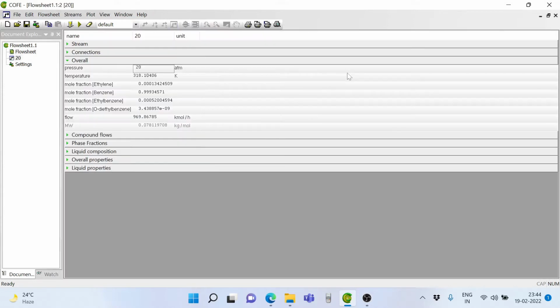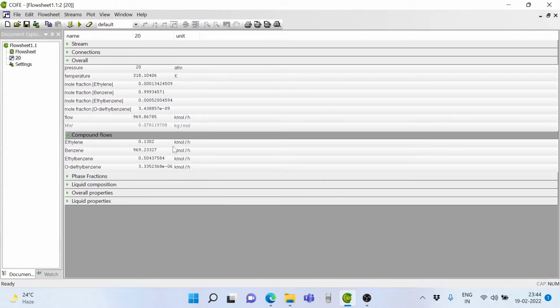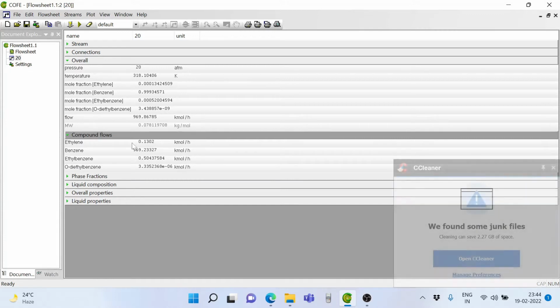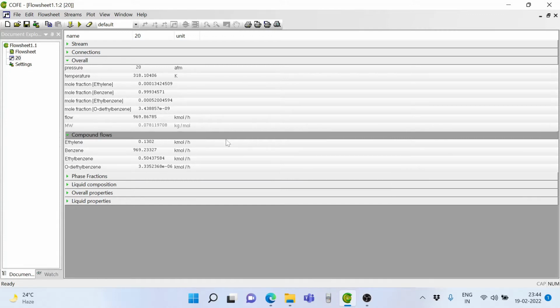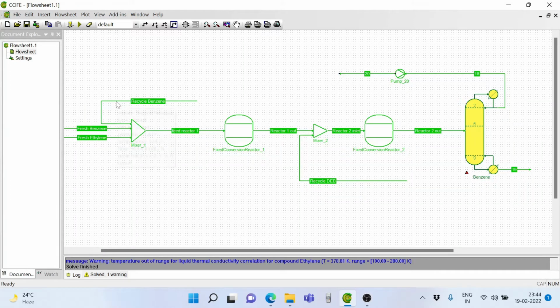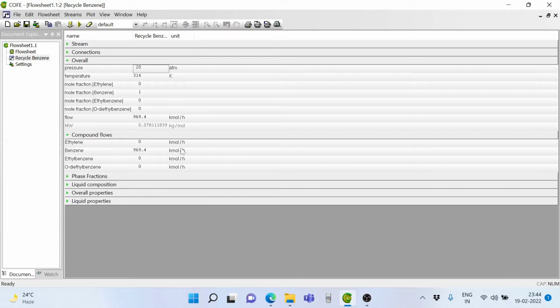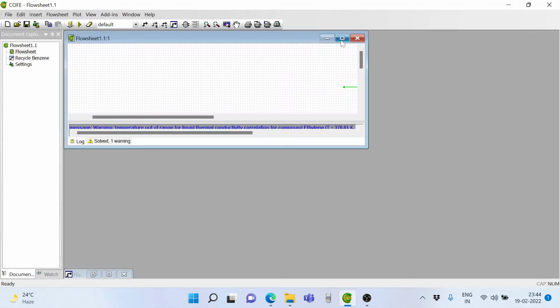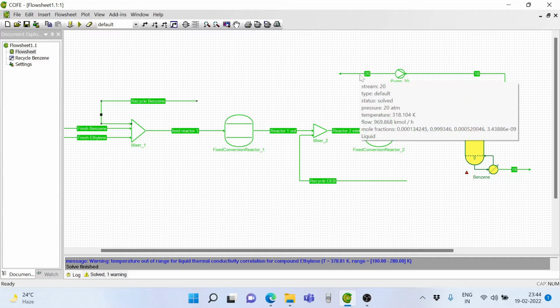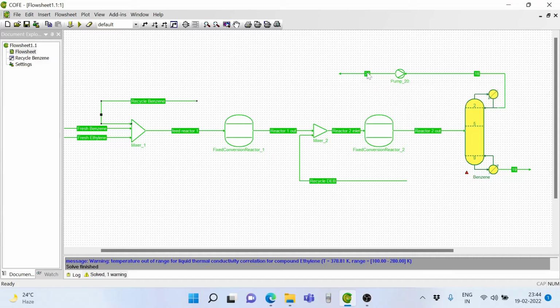Now, as we can see in stream number 20, we have a very infinitesimal amount of ethylene flowing. But remember one thing, we started off with a recycled benzene loop in which there was no ethylene. And we can only hook up these two streams if the ethylene is 0. Otherwise, what is going to happen? This residual ethylene is going to keep increasing in each and every calculation and disturb the simulation and not allow it to converge.